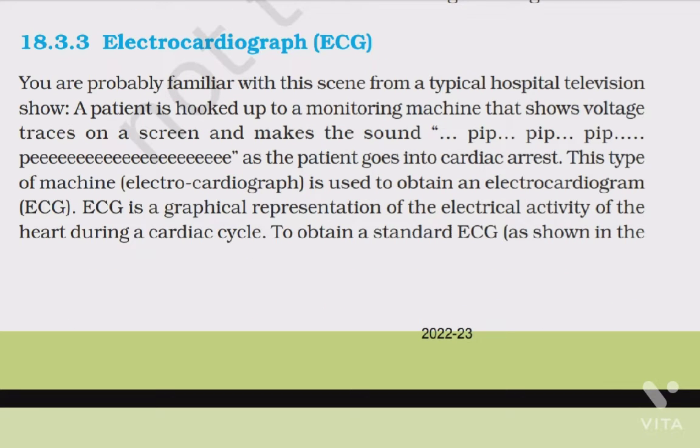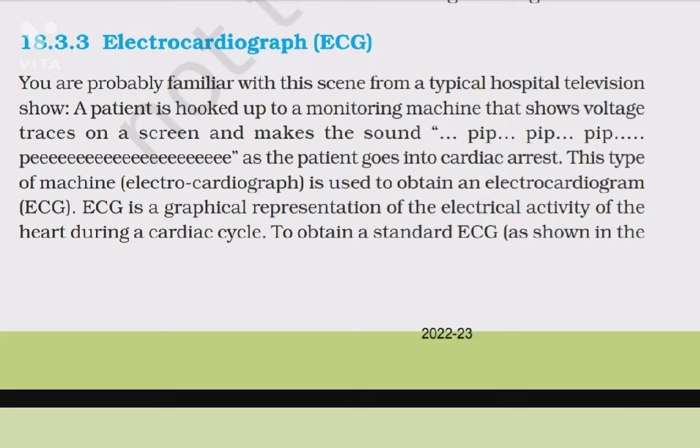18.3.3 Electrocardiograph, ECG. You are probably familiar with this scene from a typical hospital television show. A patient is hooked up to a monitoring machine that shows voltage traces on a screen and makes the sound beep, beep, beep, beep as the patient goes into a cardiac arrest. This type of machine, the electrocardiograph, is used to obtain an electrocardiogram, ECG. ECG is a graphical representation of the electrical activity of the heart during a cardiac cycle.